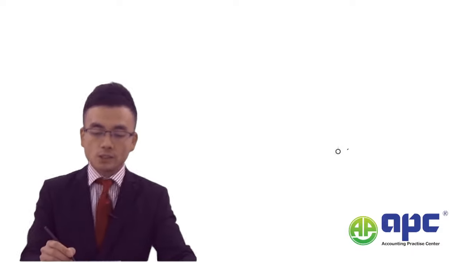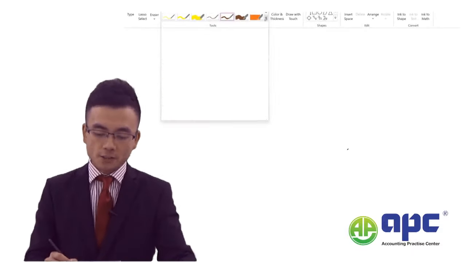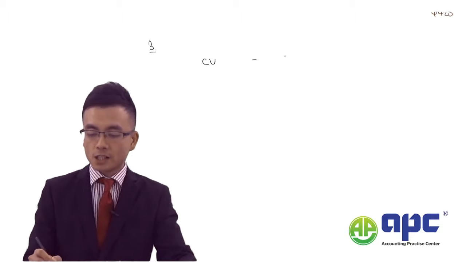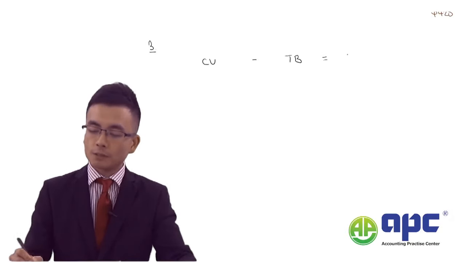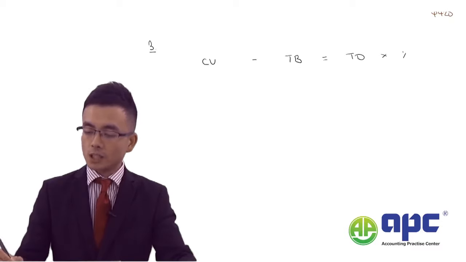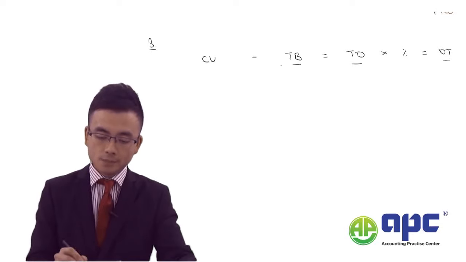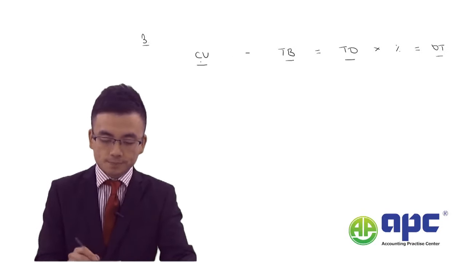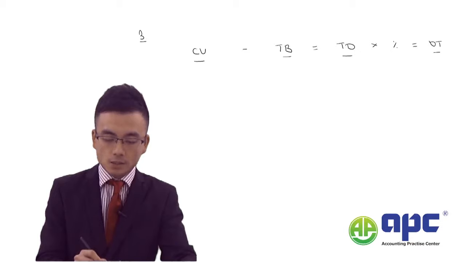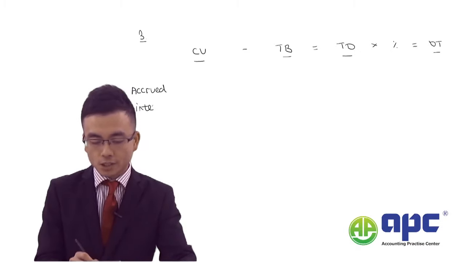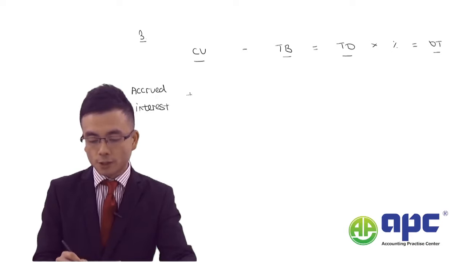So, as always, we lay out the pro forma first of all. Number three here. We take carrying value minus tax base, and that would be a temporary difference times the corporate income tax rate. And that would be deferred tax. Again, it is the accrued interest asset. And that's why we use plus 500.